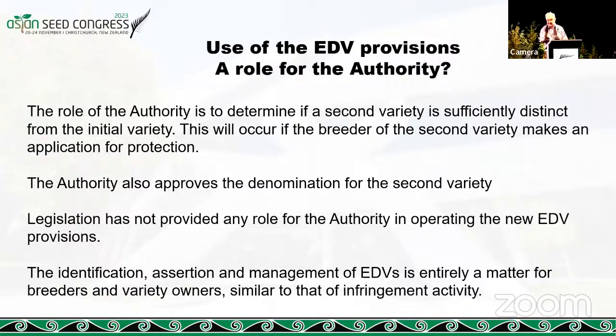The second role of the authority is that you must approve the nomination of the second variety. So that is also exactly the same for any other protected variety. Now, our legislation has not provided any role for the authority in operating the new EDV provisions. So the identification, assertion and management of EDVs is entirely a matter for breeders and variety owners. Very similar in a way to infringement and related activity. So this, I think, really understands why you as breeders have such interest in this, because it is really you who will be making decisions and making judgments, not necessarily the authority.